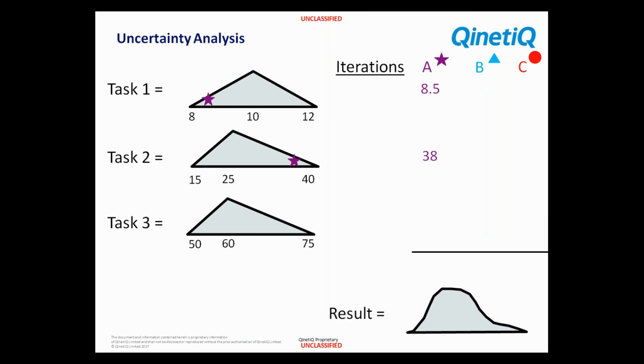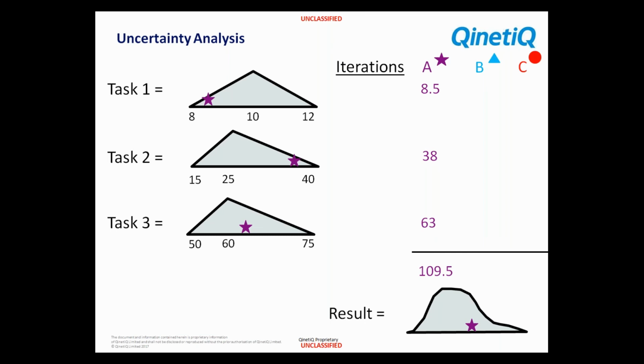The next one, task 2, is taken from the right hand side. It can choose anywhere between 15 and 40, with the most likely as 25. Here it's taken 38. Task 3, it's chosen 63. What we do is we simply add up all those numbers, we get to 109.5, and we store that in the memory of the computer. That's one iteration completed, one sample, one possible scenario, one possible outcome of this project.